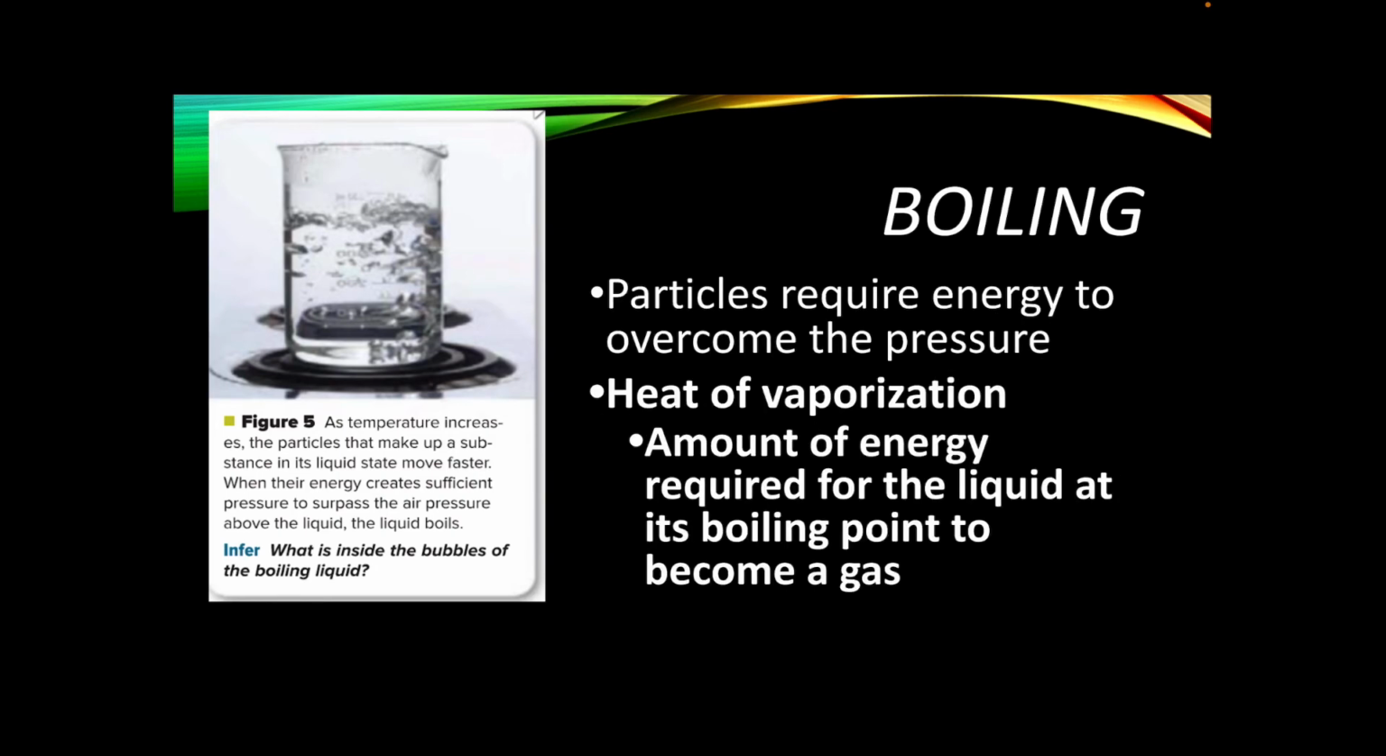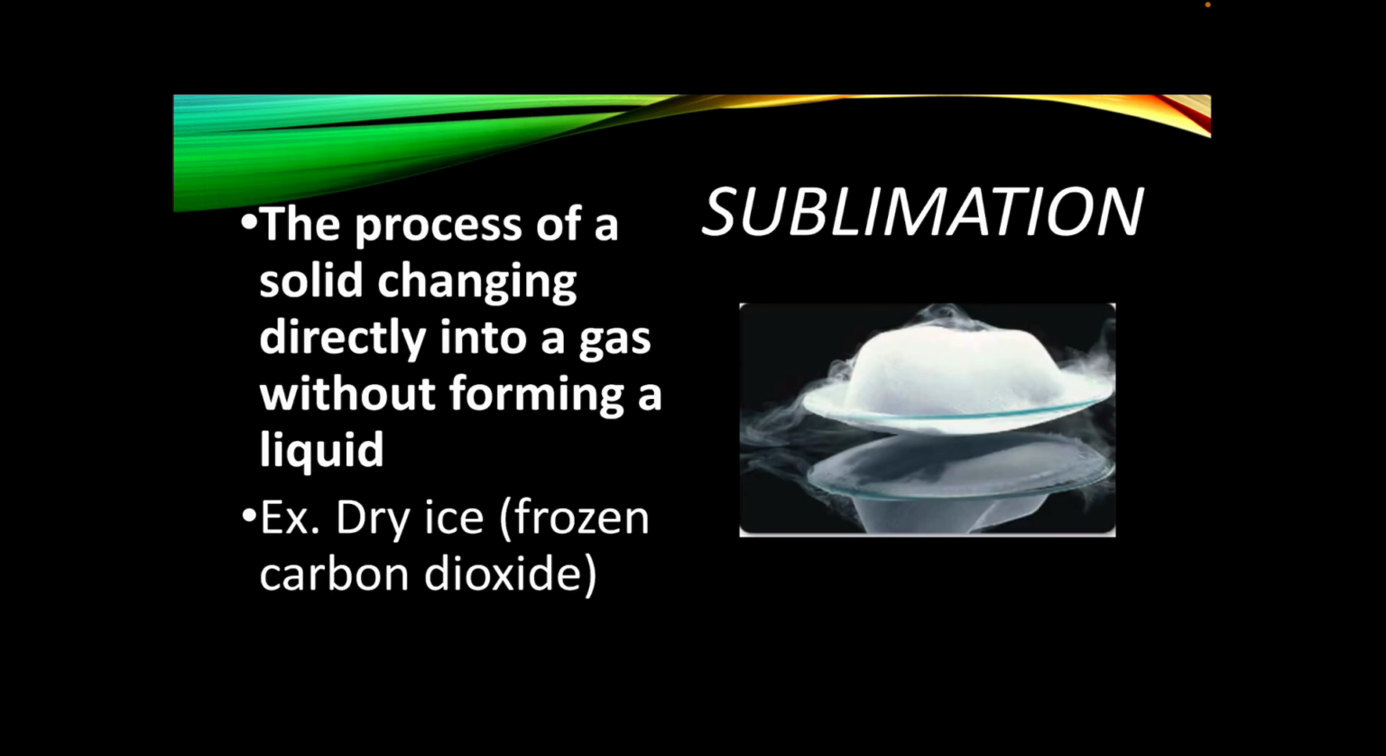Now, there's something called heat of vaporization. Heat of vaporization is the amount of energy that a liquid needs at its boiling point to become a gas, okay? So if we think about it, boiling point is when you have liquid, say in a pot you're boiling water, with external pressure pushing down on that liquid. Particles will need energy to combat or overcome that pressure. Heat of vaporization is the amount of energy that that specific liquid needs at its boiling point, which is specific, to become a gas, okay? So always remember, evaporation is not specific, boiling point is specific.